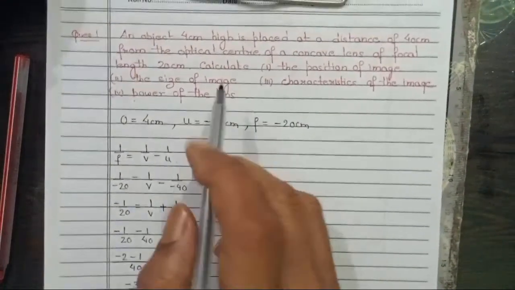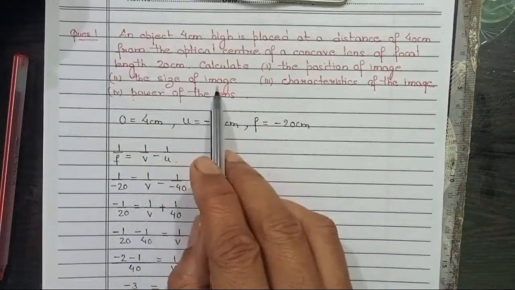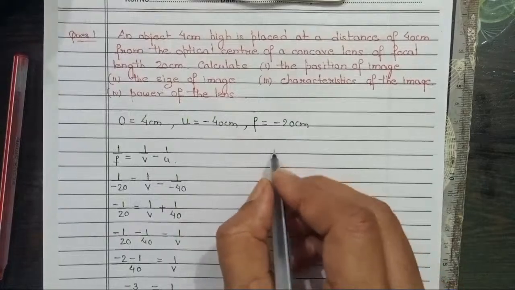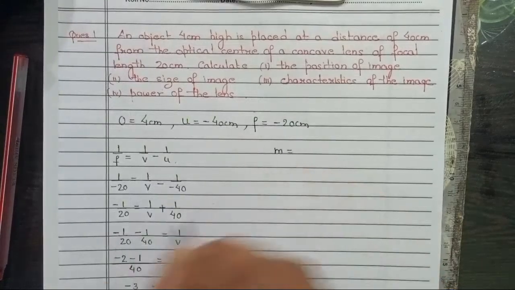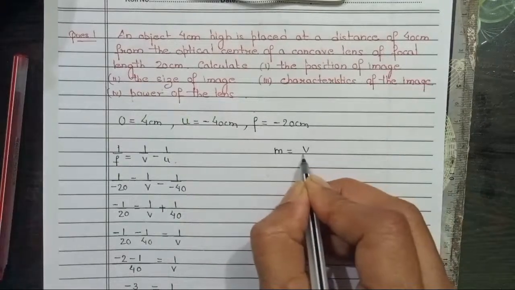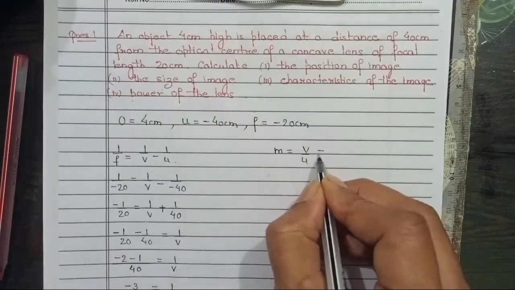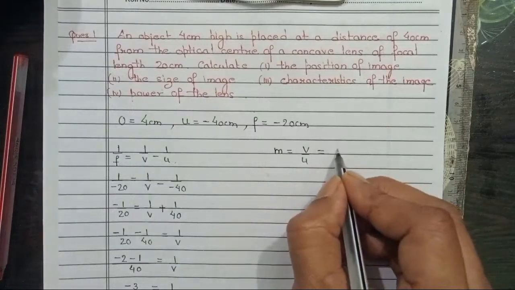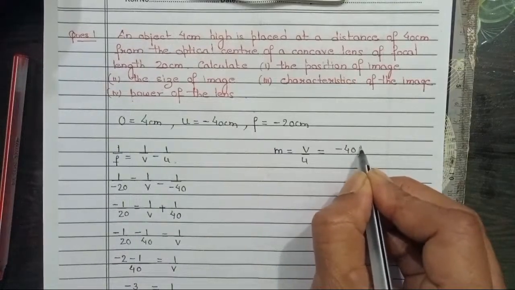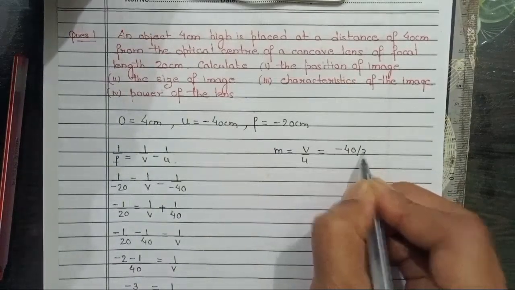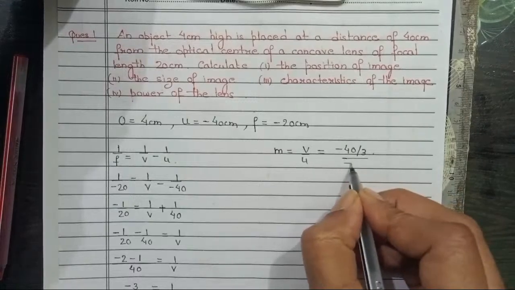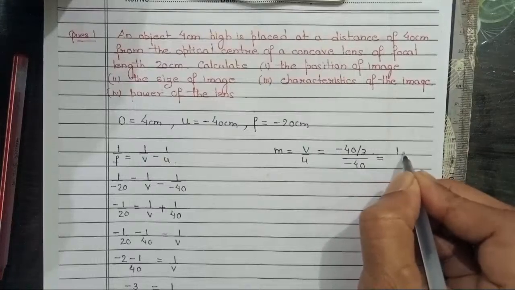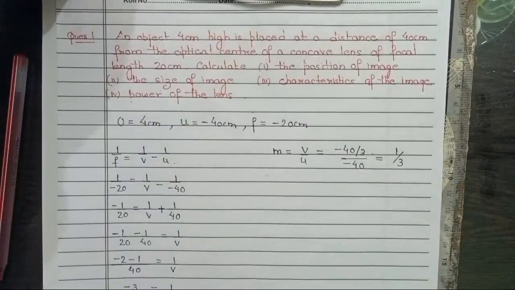Now in the second part, they have asked you to calculate the size of the image. Now when we have to calculate the size of the image, first we will calculate the magnification. So magnification formula will be v by u. So magnification v by u, v we have calculated minus 40 by 3 upon u, u is minus 40. So when you simplify it, you are getting magnification as plus 1 by 3.